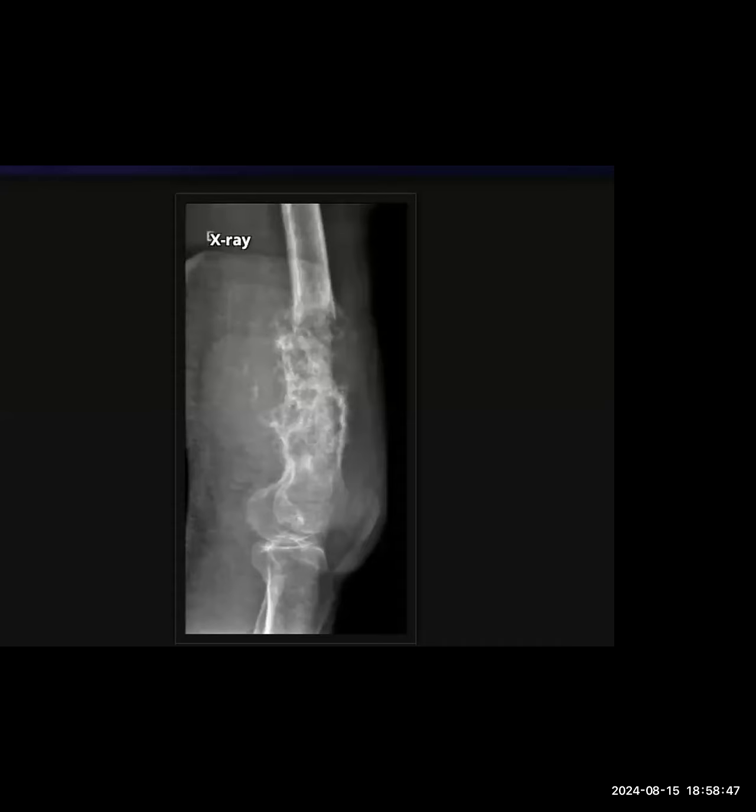Okay. So I included Ewing's in my differential. But the primary involvement is of the metaphysis. So osteosarcoma is the primary differential. What is the role of MRI in this case? MRI would help to characterize any skip lesions, any joint involvement, neurovascular bundle involvement, and soft tissue involvement.